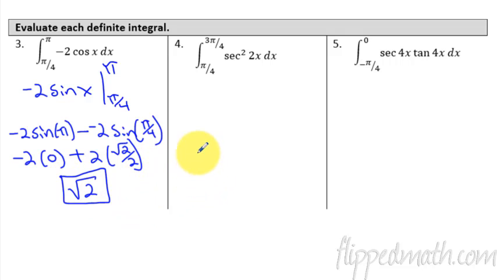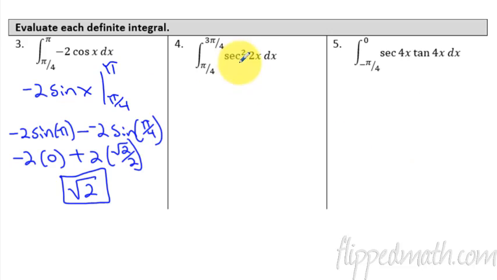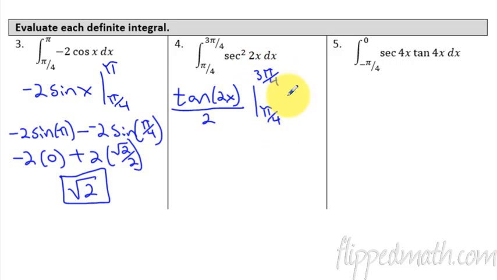Okay, next one, number 4. Now we've got this 2 here, and we haven't had that yet in our example. So this goes back to our rule here. The a in this example will be a 2, and so you're going to put the 2 here and then divide by 2. So what is the integral of secant squared? That is going to be tangent. So I'll say tangent of 2x and then divide by 2. And then I'm evaluating it from pi over 4 to 3 pi over 4.